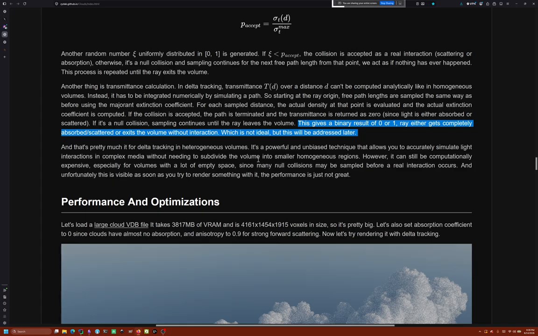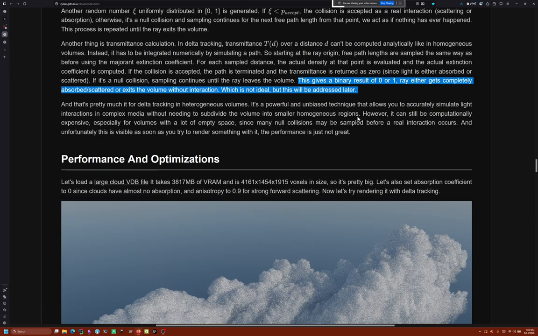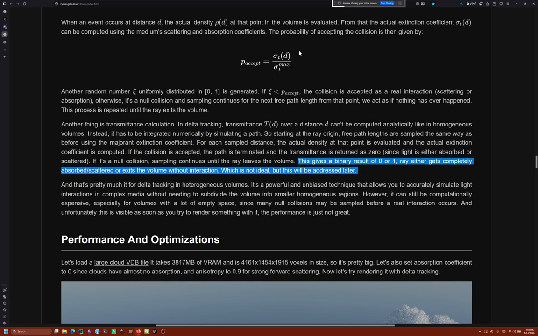So that's pretty much it for delta tracking. It's an unbiased technique that allows you to simulate light in complex media without needing to subdivide the volume. It can still be expensive, especially when you have a lot of empty space, since you're going to be sampling a lot of low density volumes where this value will be very low and your random number check will not pass.